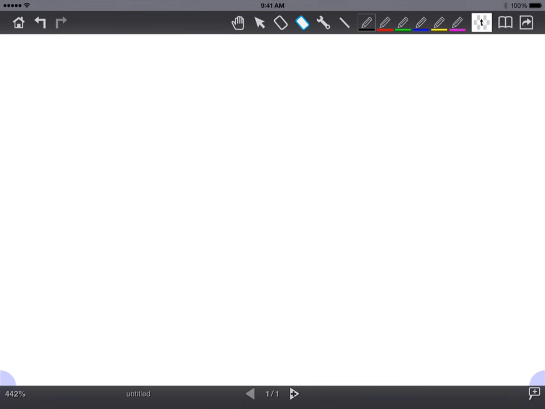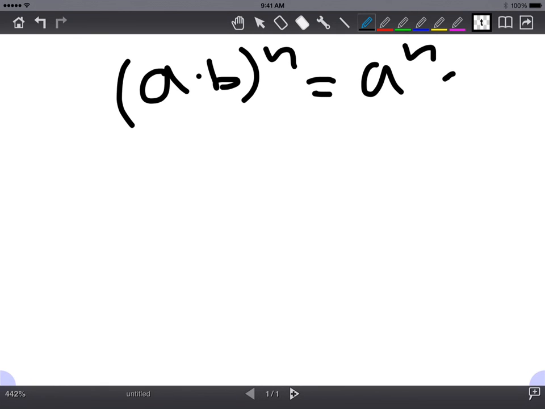Okay, so now we're speeding through. I think we're almost done. Now, this is not really that important of a property, but I'll just show it to you guys. Power of a product property, it's another variation of it. So here's the words of it. A product raised to a power equals the product of each factor raised to that power. So I'll show an example. So a times b to the n equals a to the n times b to the n.